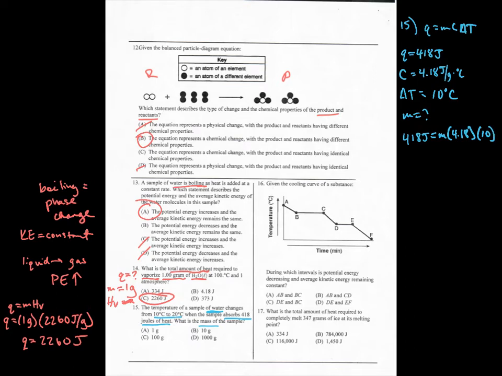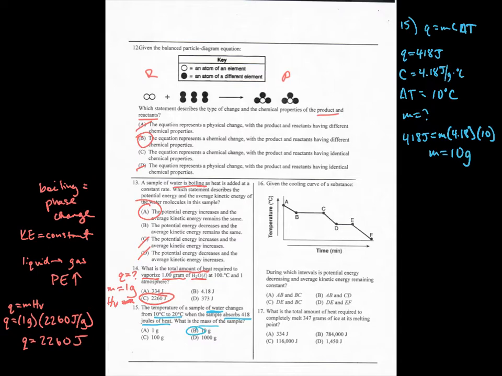So 418 divided by 4.18 and 10. 418 divided by 418 times 10. That should give you another 10. 10 grams. Plug and chug, guys.